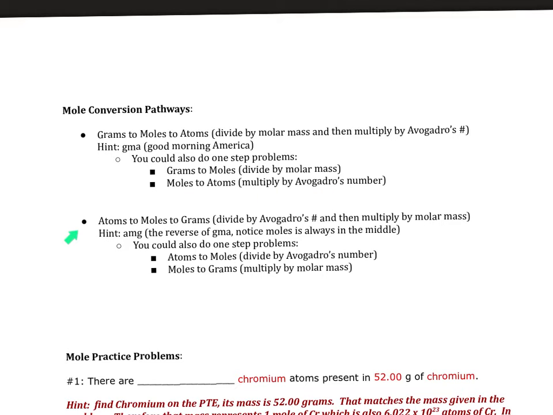Now, if we were going to do the reverse, atoms to moles to grams, we divide by Avogadro's number, then multiply by molar mass. So they're the reverse of the math that we did up there. So if you wanted to do one-step problems, just maybe given atoms and go to moles, you would divide by Avogadro's number. And if you were given moles and wanted to go to grams, you multiply by molar mass.